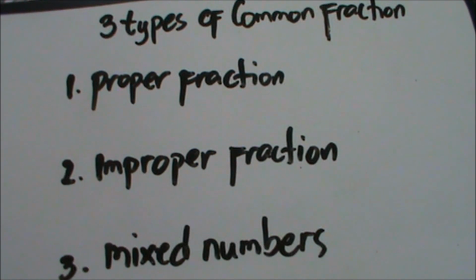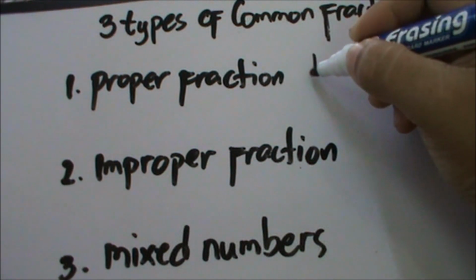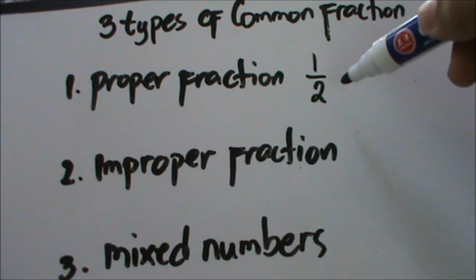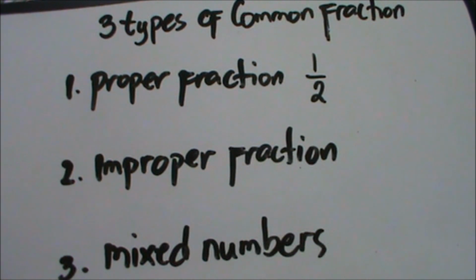There are 3 types of common fractions: proper fractions, improper fractions, and mixed numbers. Proper fractions are fractions that express amounts which are less than a unit. The numerator in proper fractions is always less than the denominator. For example, 1/2. As you can see, the numerator is less than the denominator.